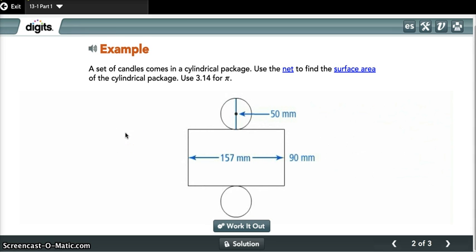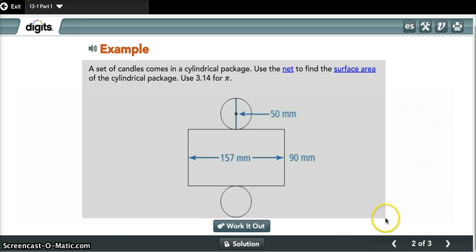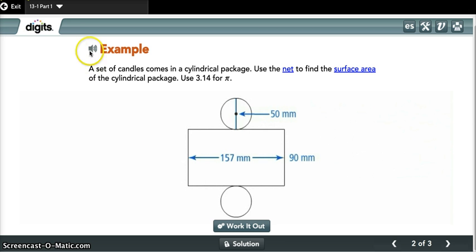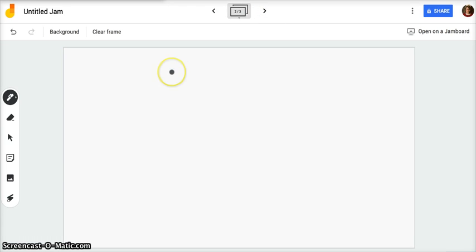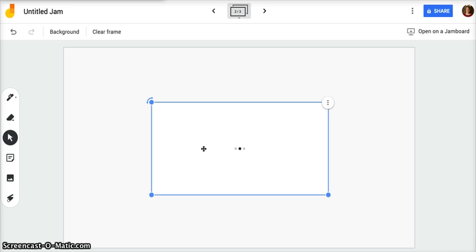All right, so here's our next example, and I'm going to have the computer read it while I get our board ready. A set of candles comes in a cylindrical package. Use the net to find the surface area of the cylindrical package. Use 3.14 for pi.